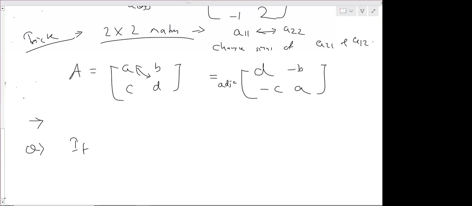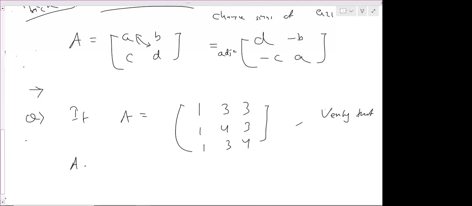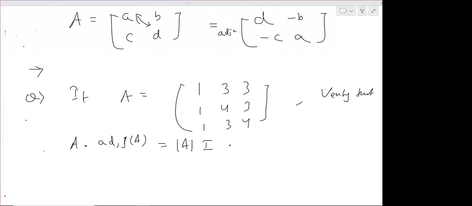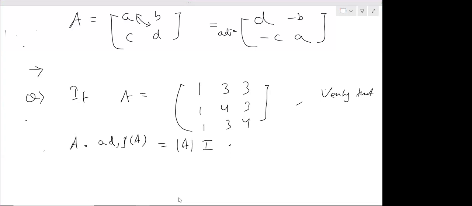Let's see. One question: if A equals 1, 3, 3, 1, 4, 3, 1, 3, 4, verify that A into adjoint of A is equal to determinant of A times I. All right. Please solve this. Is the question clear, everyone? Yes, sir.